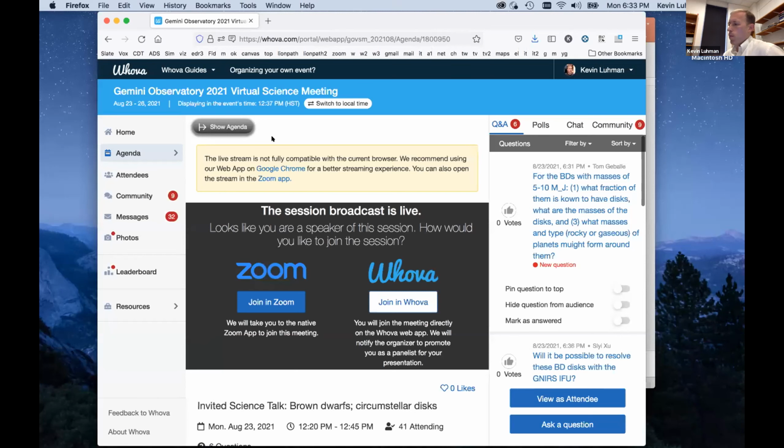But down to 10 Jupiter masses, the disk fraction for brown dwarfs is basically the same as that for low mass stars. It depends on age. For younger ages, it's higher. For older ages, it's lower.